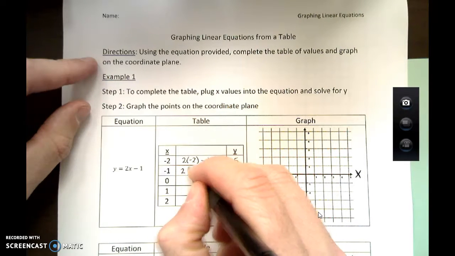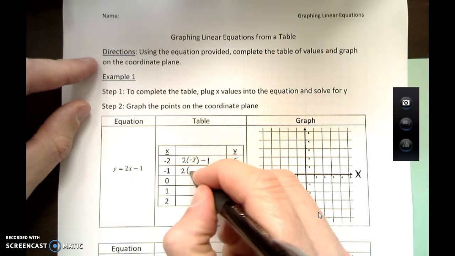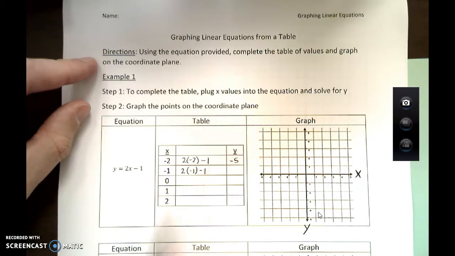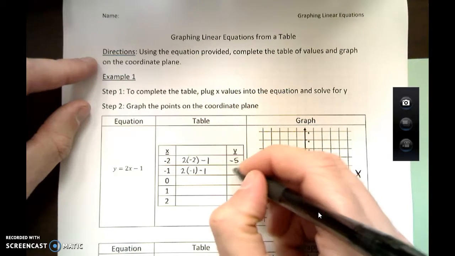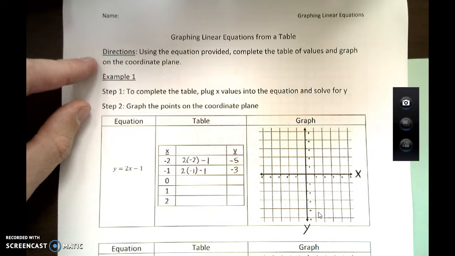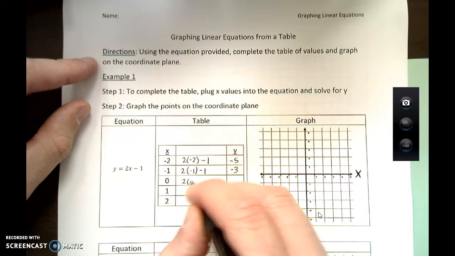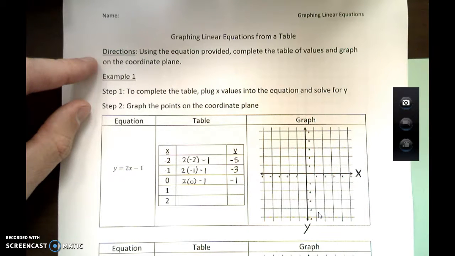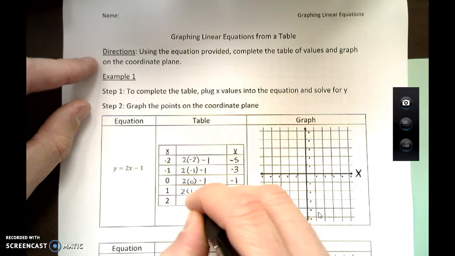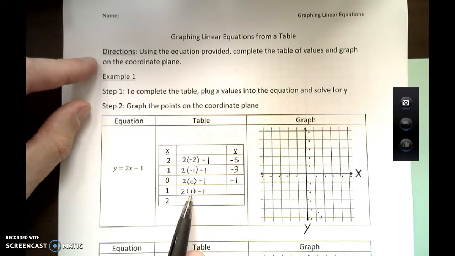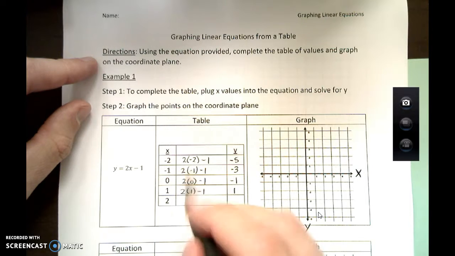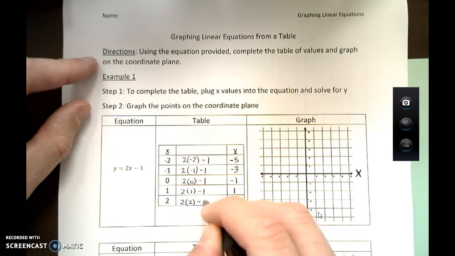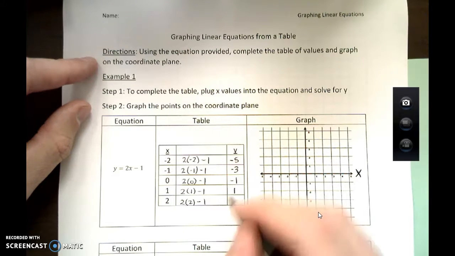Doing the same thing, I'm going to take a new x value, plug it in for x, negative 1. 2 times negative 1 minus 1 is negative 3. Do the next value, I'm going to plug in 0. 2 times 0 minus 1. 2 times 0 is 0, minus 1 is negative 1. Plug in 1. 2 times 1 minus 1. So 2 times 1 is 2, minus 1 is 1. And then if I plug in 2, I've got 2 times 2 minus 1. 2 times 2 is 4, minus 1 is 3.